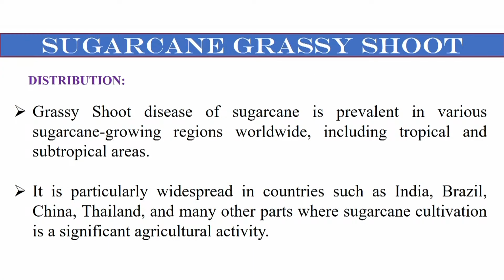And the next disease is sugarcane grassy shoot. Dear learners, it is the second important disease, sugarcane grassy shoot, and it is basically prevalent in various sugarcane growing regions worldwide, including tropical and subtropical areas. It is particularly widespread in countries such as India, Brazil, China, Thailand, and so many other parts of the world where sugarcane cultivation is a significant agricultural activity.